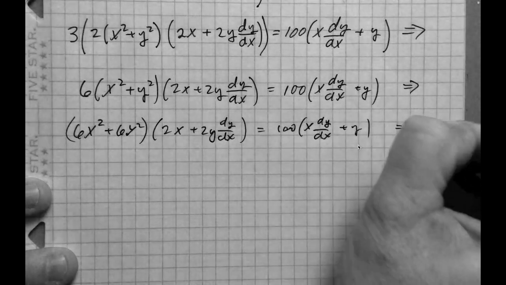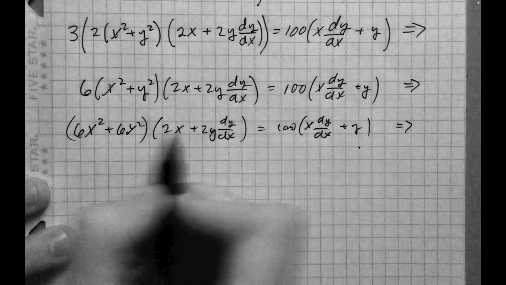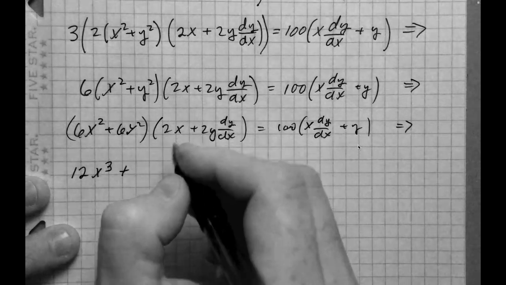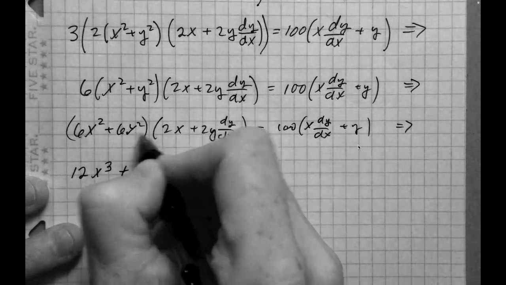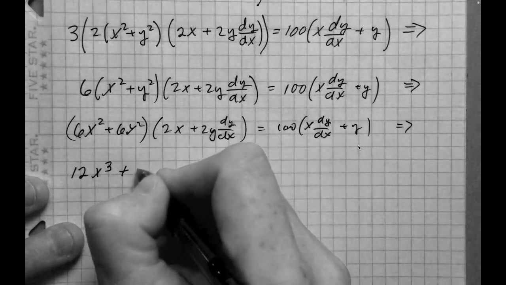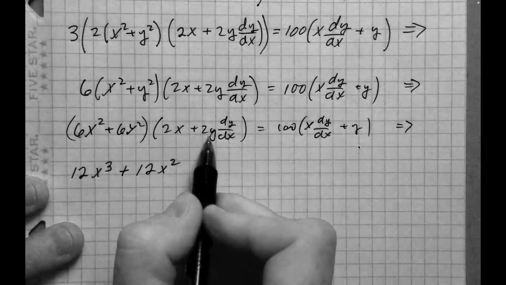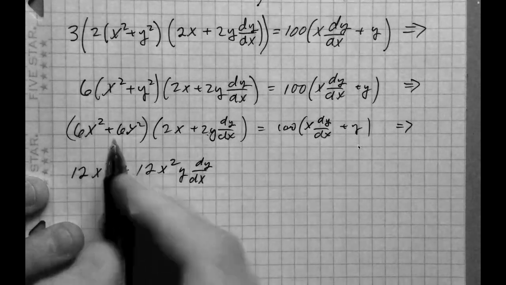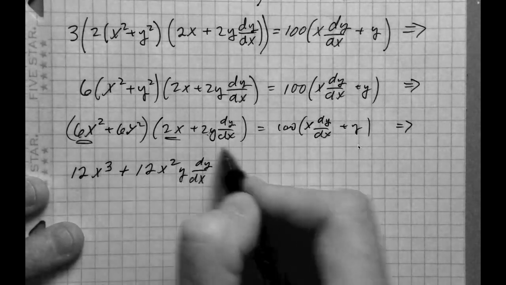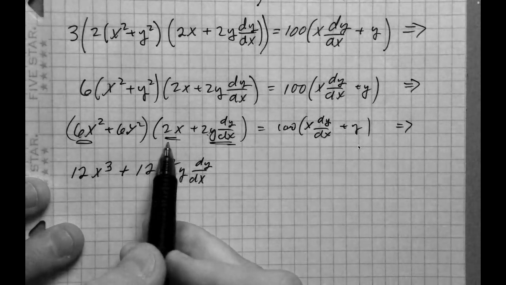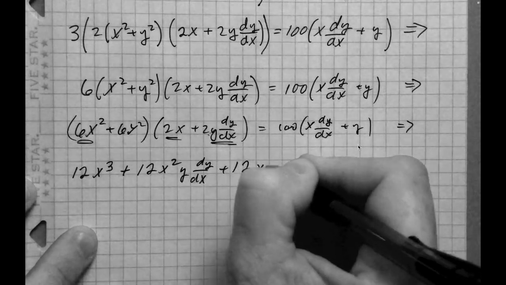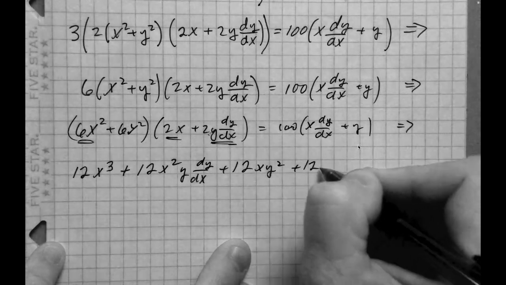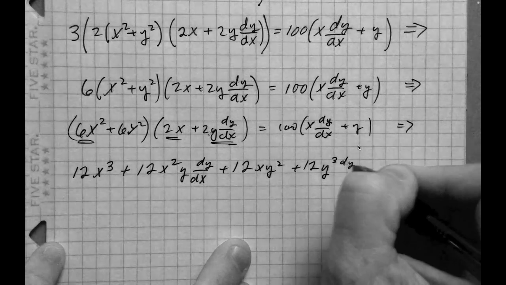And there we go. And now we can just FOIL this out. So it'll be 12x cubed. Okay, so that's the outsides, plus 12x squared times y times dy dx. So we did the first, and then we did the outside, and now we've got to do the inside. So that'd be plus 12xy squared, and then the last terms, which would be plus 12y cubed dy dx.